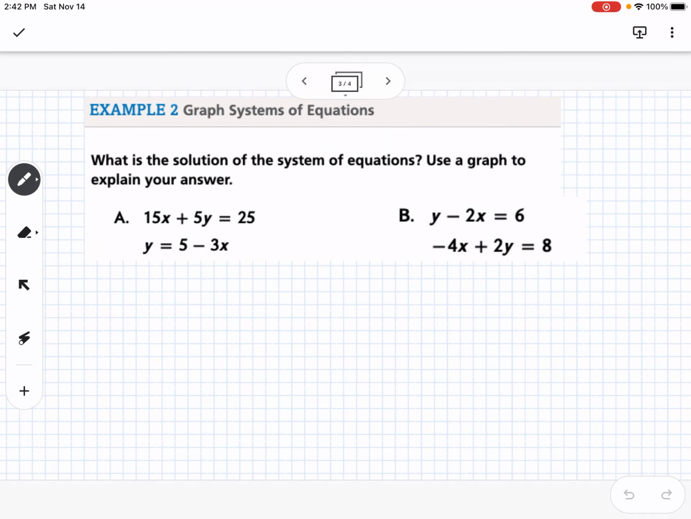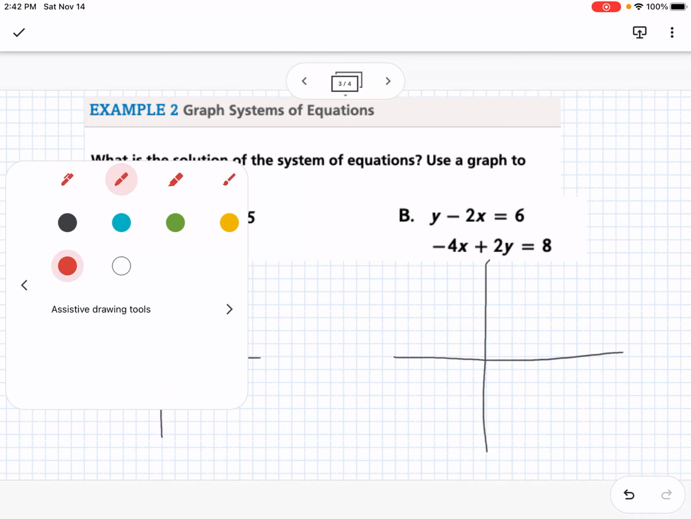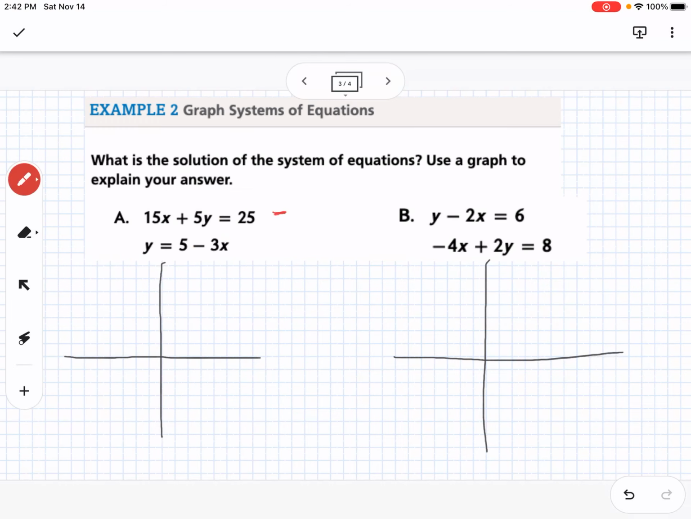Okay, so this says, what is the solution to the system of equations? Use a graph to explain your answer. So we're going to do this similarly. So let's get our x and y axis for both of these. Okay, so let's start with this top one. I'll make it red. So 15x plus 5y equals 25. That is in standard form.